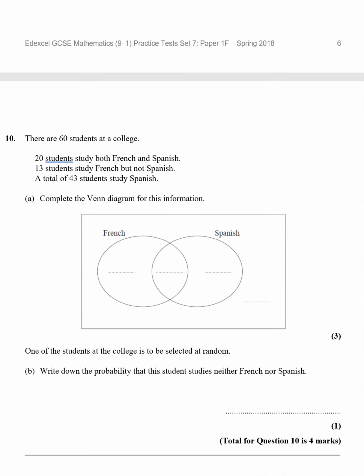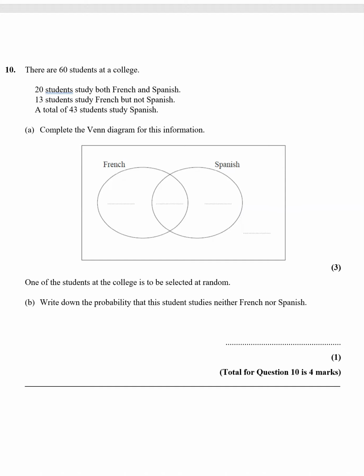Okay, right, Venn diagram by the looks of it. 60 students at a college. 30 students study both French and Spanish. Right, well, we need to complete this, so let's fill it in as we go. So we know 20 study both. 13 students study French but not Spanish. A total of 43 students study Spanish. Well, if there's a total of 43, there's already 20 there, so there must be 23 there, because those two add up to your 43.